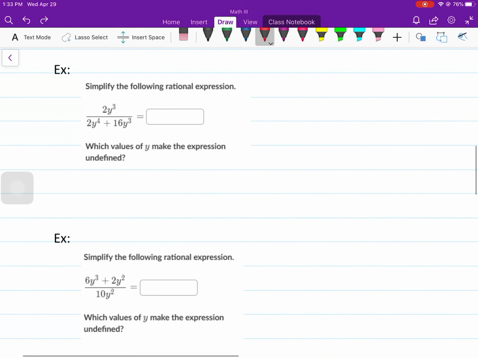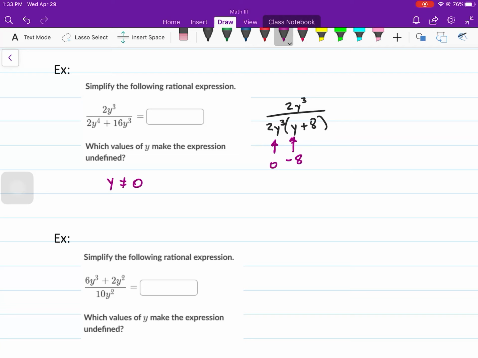Let's look at another example. On this one, we can't factor anything on the top, so it just stays as 2y cubed. But on the bottom, we can take out a 2y to the third power, and we'll be left with y plus 8. Now, before we continue, let's figure out what makes this undefined. So 0 and -8. Notice we don't care when the top is 0. That doesn't make a difference. It's when the bottom is 0 that we can't have, because we can't divide by 0. So it's fine if there's a 0 on the top. There just can't be a 0 on the bottom. So 0 and -8 are out. That's whenever it's undefined.